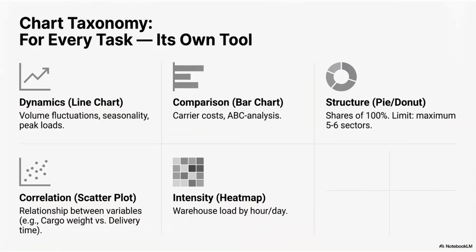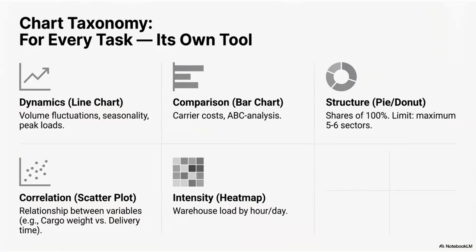For example, it can clearly show the shares of different reasons for product returns. However, there is a very strict limit here, a maximum of 5 to 6 sectors. Exceeding this limit turns the chart into an unreadable mess, where small shares simply merge.